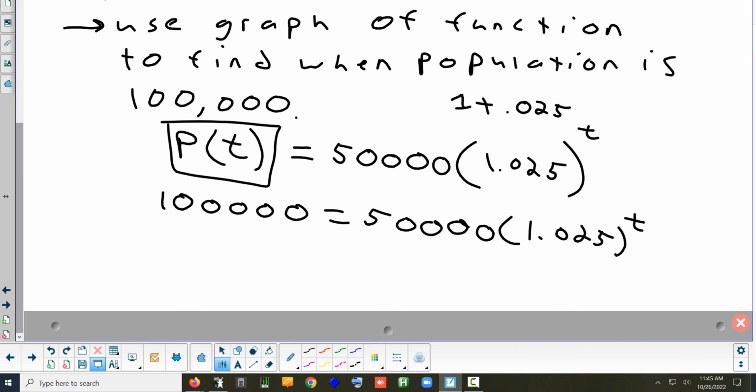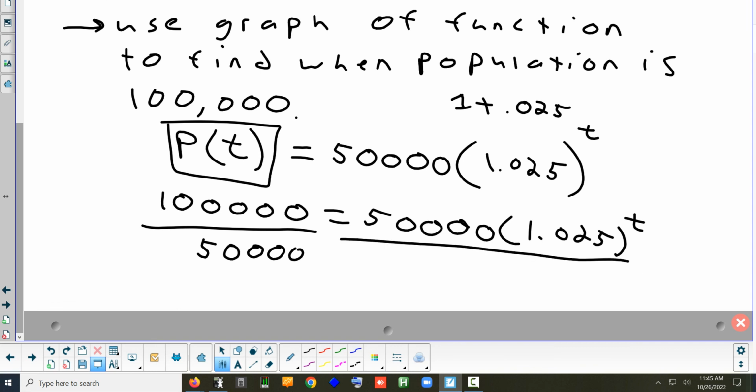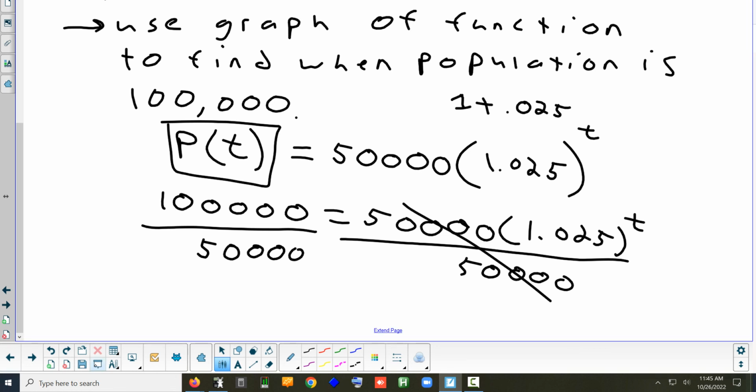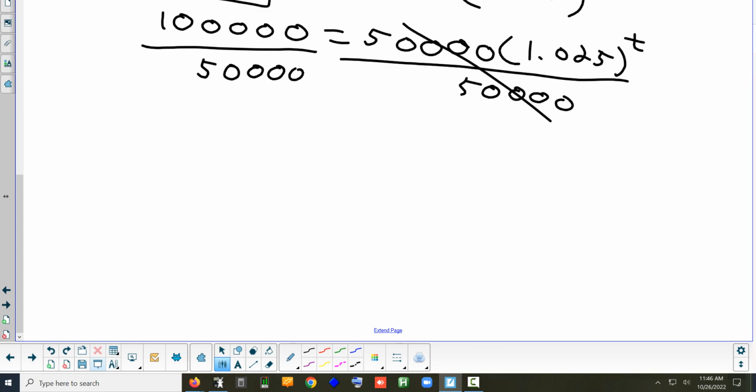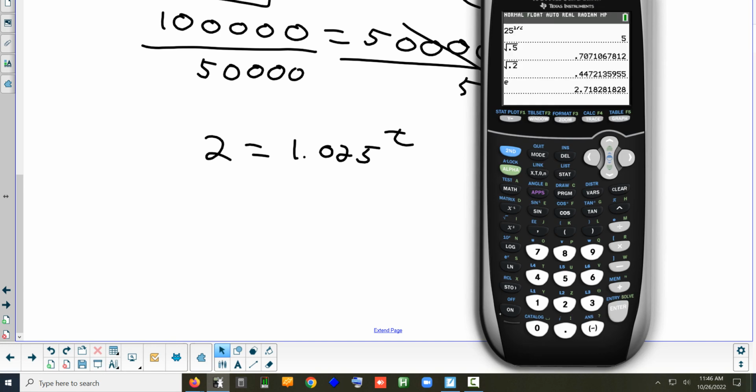Yeah, we can divide each side by 50,000. This would be the first step if you were solving it using algebra. I'm doing it so I have smaller numbers to type in. What's 100,000 divided by 50,000? 2. So essentially, that's the equation you're solving. That's not a very big equation. The thing that complicates it is having a variable in the exponent. So let's graph it and see what we get.